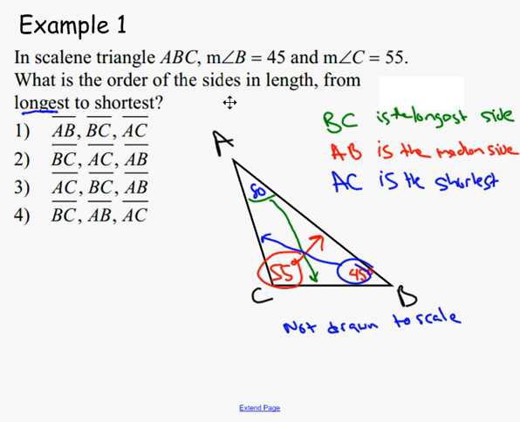So in order from longest to shortest, it's BC, AB, and then AC. So the answer is choice 4. BC, AB, then AC.